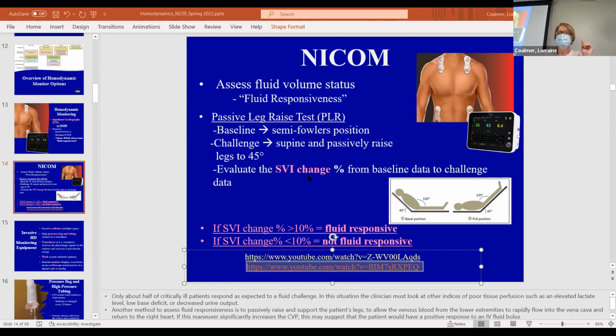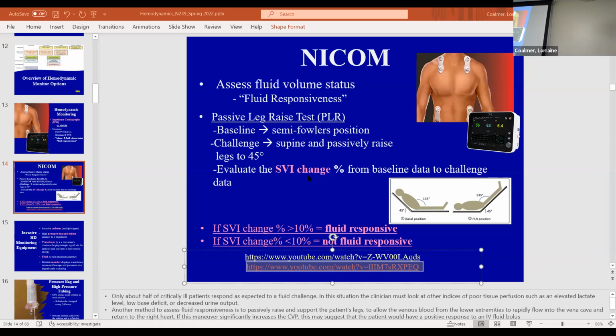Okay, so the passive leg raise, the NICOM only measures if you're fluid responsive. No, let's start with the NICOM. So the NICOM gives me numbers. Part of the NICOM is this passive leg raise, and that's just to tell me if I need fluid or not. I can do some afterload numbers. I can do a cardiac output number. That has nothing to do with the PLR. The PLR is just purely, do I need fluid or don't? So NICOM isn't specific to that, it's the PLR that's specific, and that's part of NICOM. You got it.